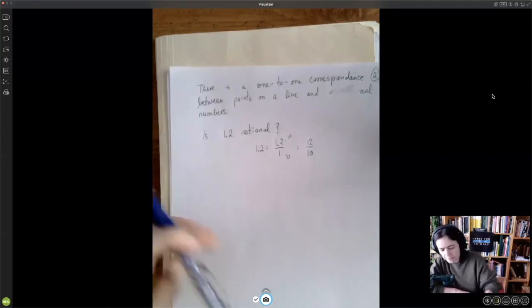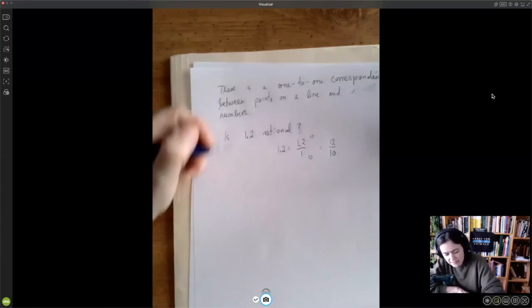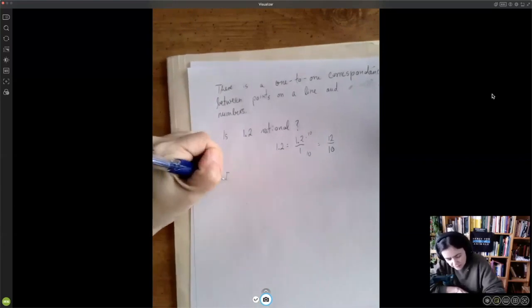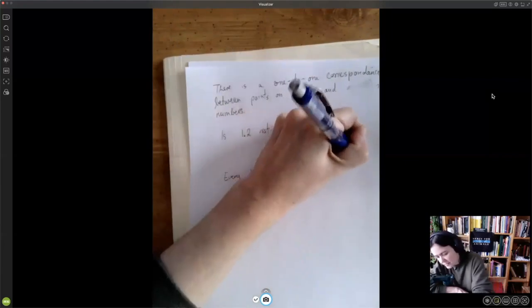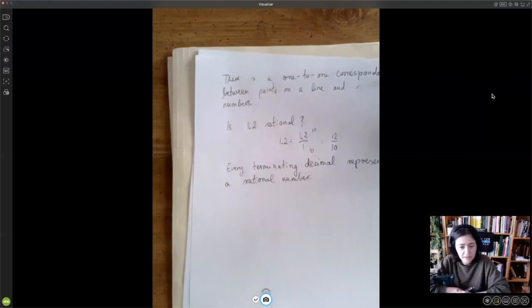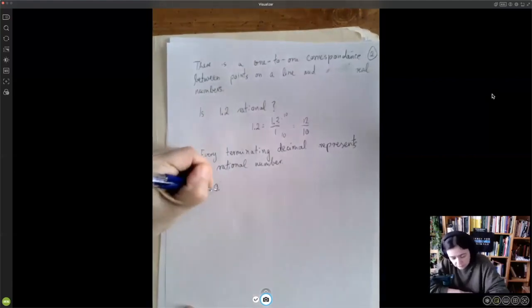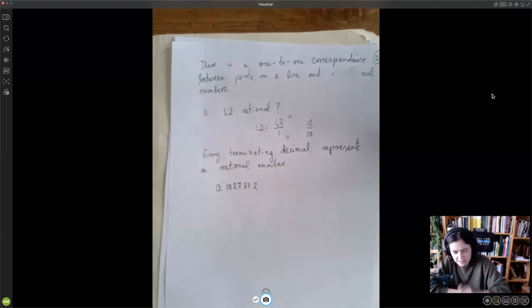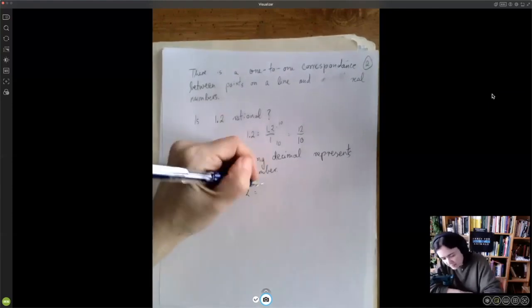But if you look at this technique, basically this tells us that every terminating decimal represents a rational number. It could be long. A terminating decimal has a last digit, so it could be long, but it has a last digit. So we're going to grow a 1 and then multiply upstairs and downstairs by a suitable power of 10.